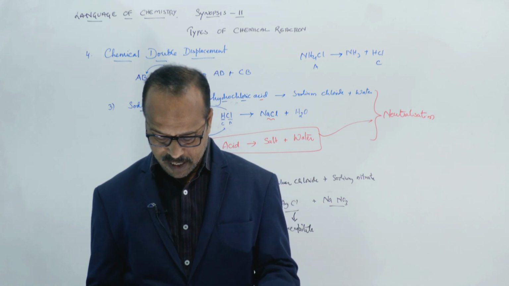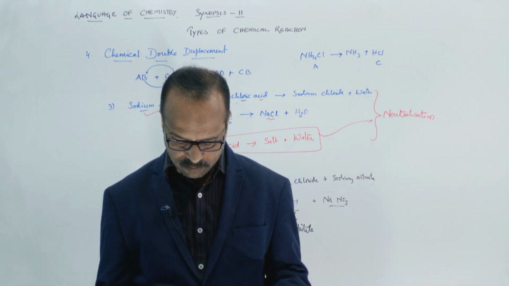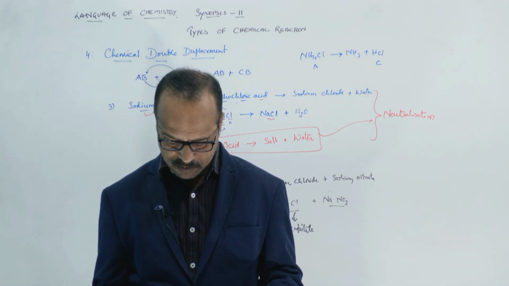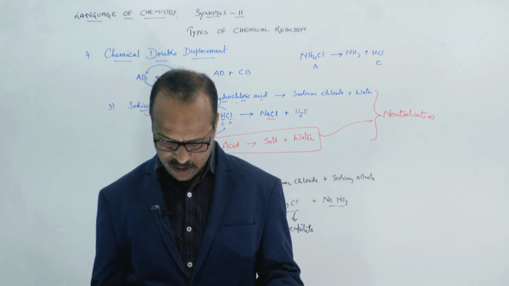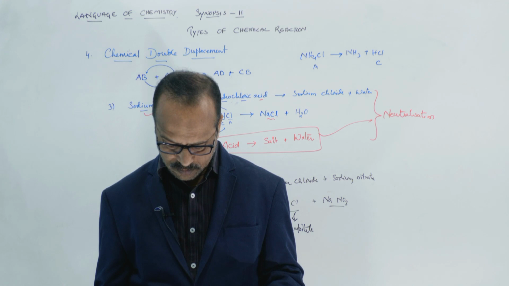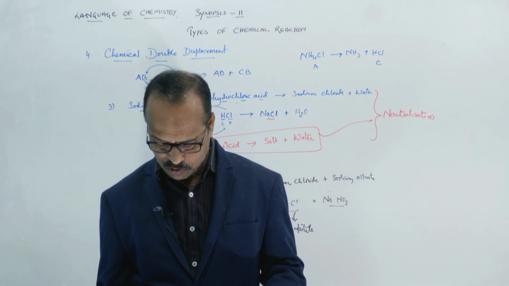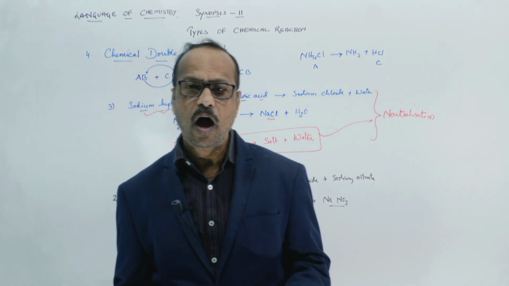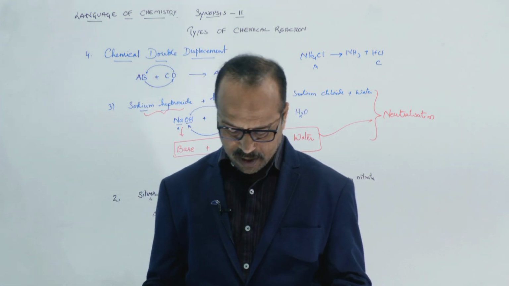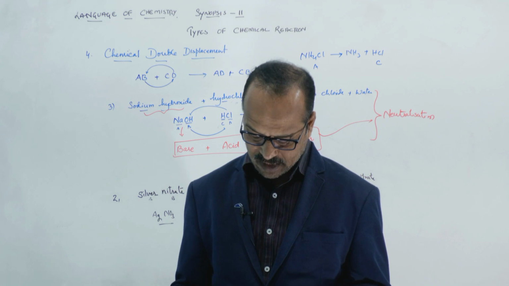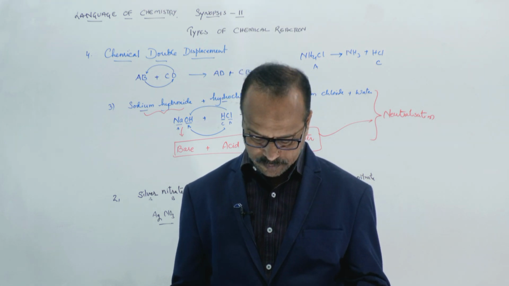Next, 11th question: chemical double displacement is also called as what? Here again, 3 is the chemical decomposition. So students, the options might be wrong here, but you can write the 11th is 3 only.